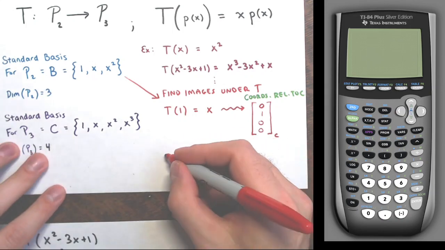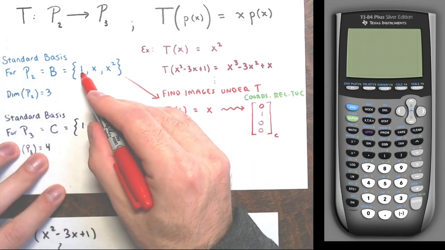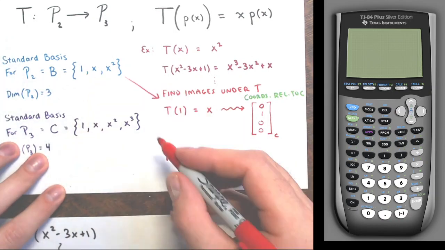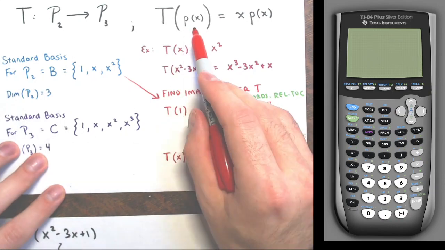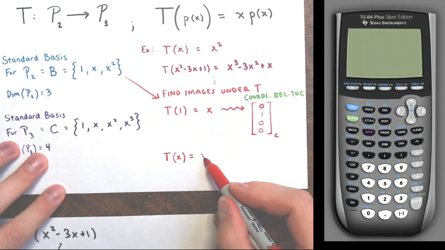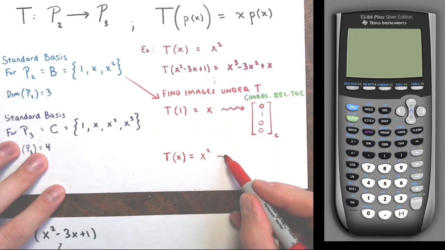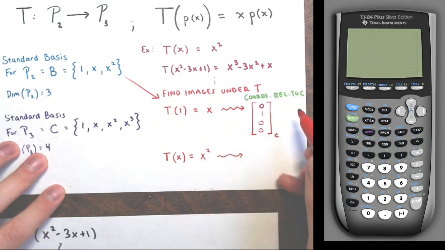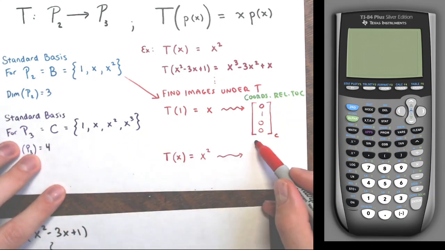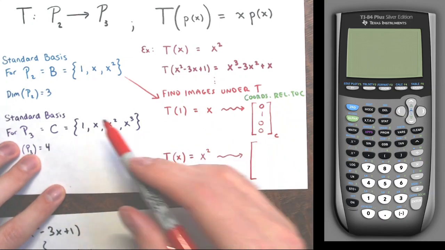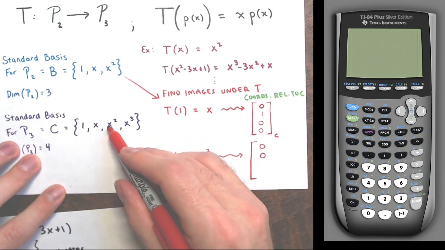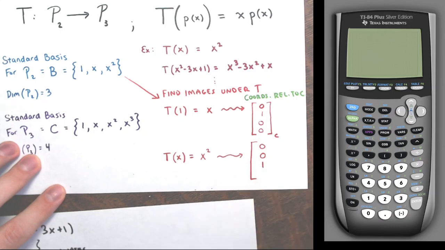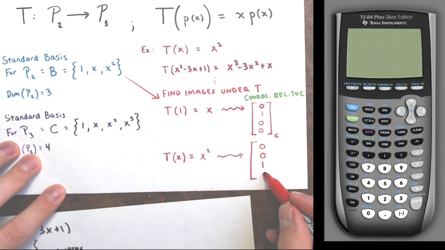All right, let's do another one. That was T of 1, that basis vector. What's T of x? Well, according to this rule, T of x would be x times x, or x squared. And again, let's change x squared to its coordinates relative to basis C, and that would be, there's no constants, so 0 times 1, there's no x term, so 0 times x. There's an x squared term, it's 1 times x squared. And then there's no x cubed terms, so 0, 0, 1, 0.